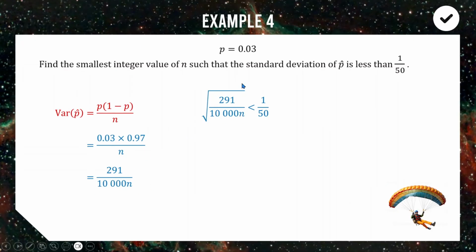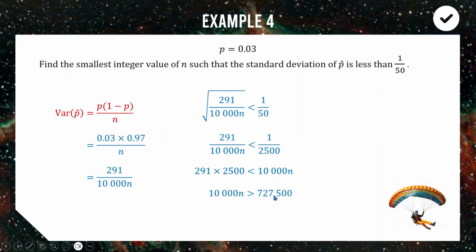Now we want to find a value of n that makes our standard deviation less than 1/50th. So this is the equation we have created, and we're going to go ahead and solve it. This is not too bad because we know that the value of n is going to be positive, so it makes the algebra a bit less restrictive. Let's start off by squaring both sides to get rid of that square root. When you square a 50th, you get 1 squared over 50 squared, which is 2500. And now we can just do some cross multiplication. We can times the 2,500 across to the left, and we can times the 10,000n across to the right to look like this. Now 291 times 2,500 is equal to 727,500.